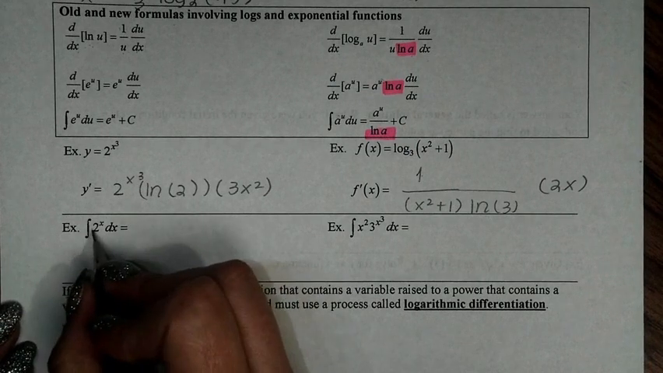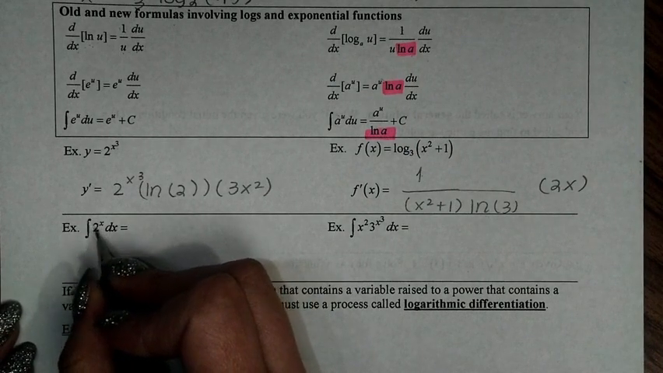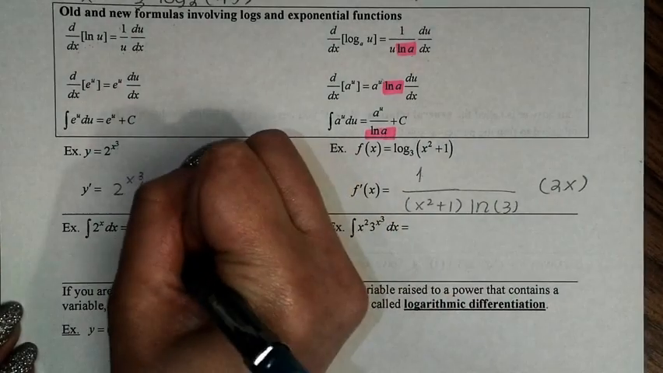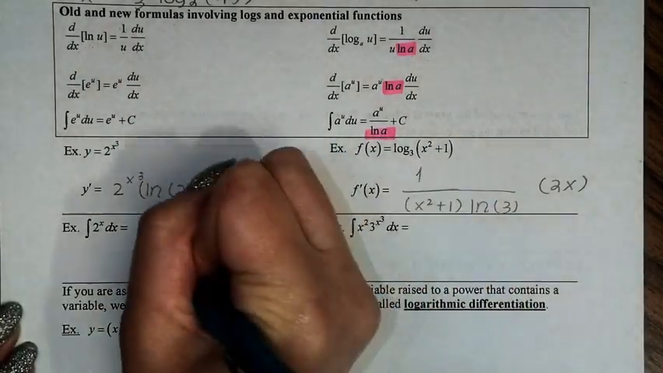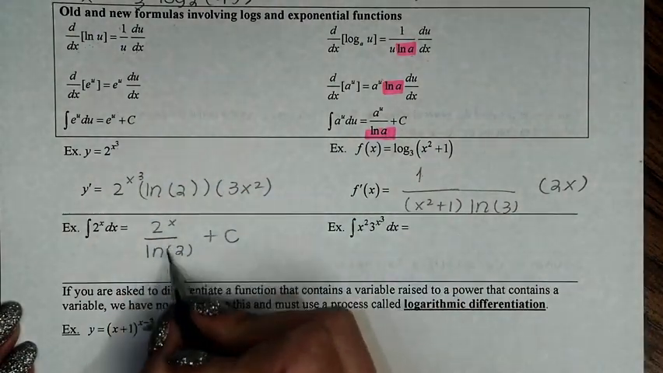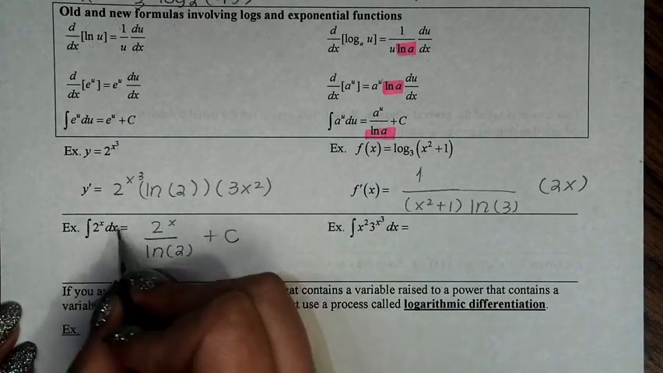Okay, so when you integrate something that looks like this, you have that the integral of 2 to the power of x dx is going to be equal to 2 to the power of x divided by natural log of 2 plus c, and that's pretty much it because you don't have anything else to do. Okay, this one was pretty clean.